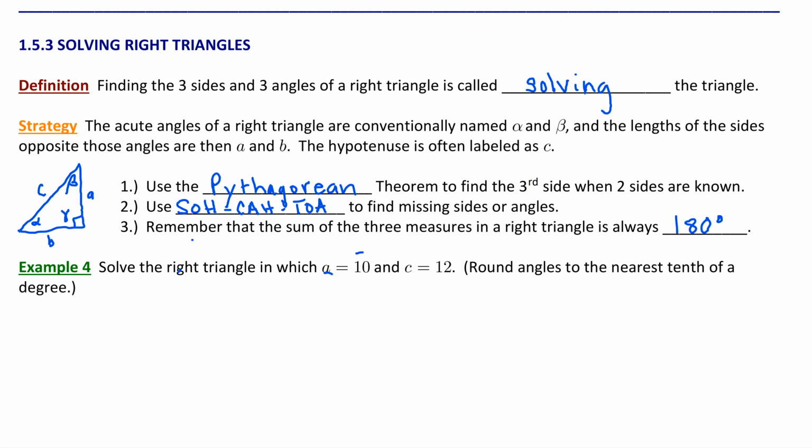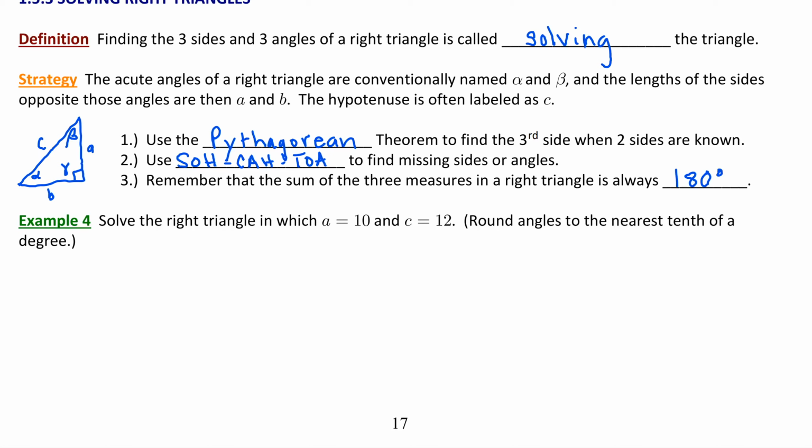at least when you're working in Euclidean spaces or flat spaces. It's another story for spherical trigonometry, or triangles on the surface of a sphere. So we're going to stick with traditional geometry. The sum of the 3 measures in a right triangle is always 180 degrees. So let's use these principles to see if we can solve the triangle given here in example 4.